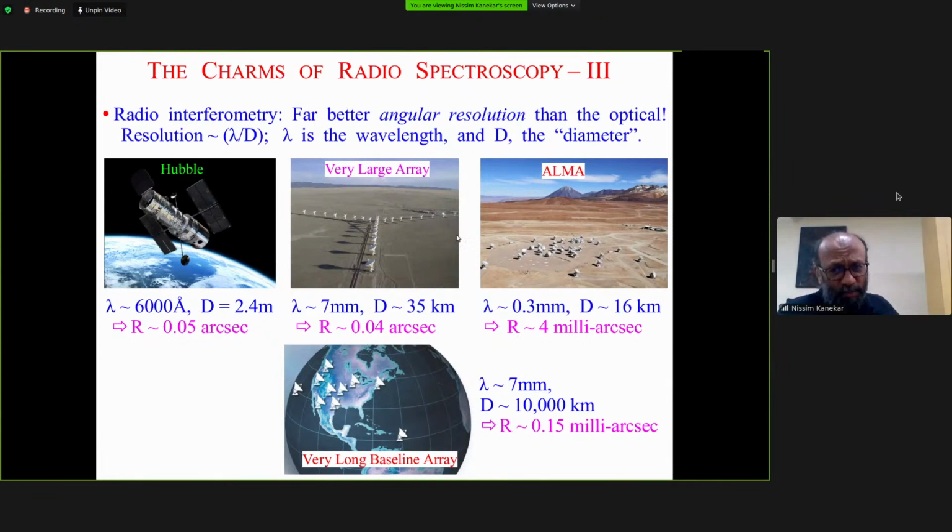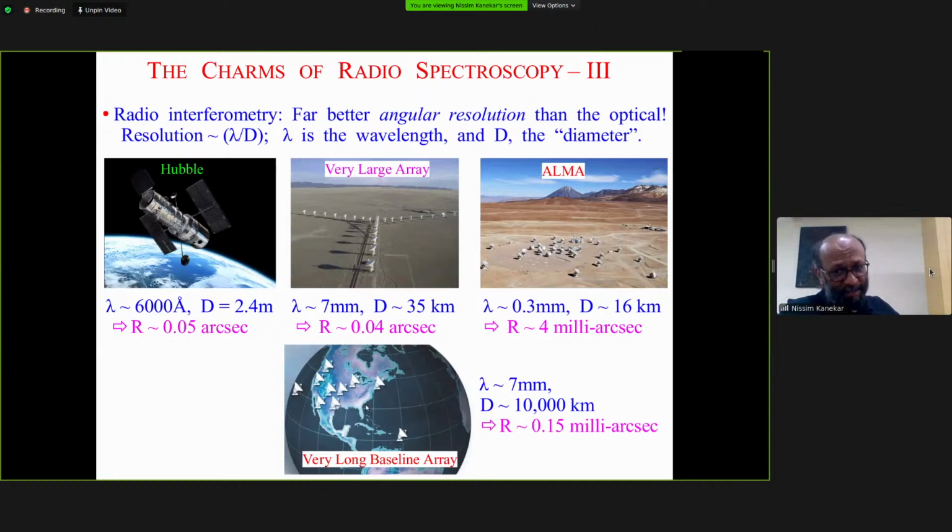So ALMA goes to a frequency of about 1 terahertz, 900 gigahertz or so, which is a wavelength of about 0.3 millimeters. And ALMA has a longest baseline of 16 kilometers, which gives you a resolution of about 4 milliarc seconds. So now a factor of 10 better than the VLA.